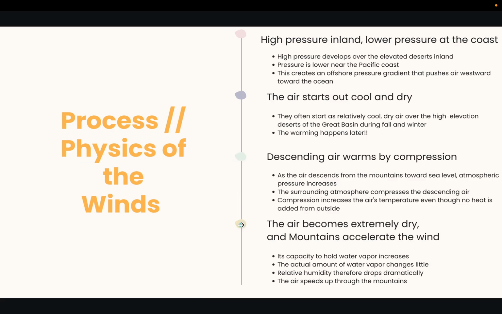Then this is when the air becomes extremely dry and the mountains accelerate the wind to become so fast and really pick up speed. So its capacity to hold water vapor increases, and the actual amount of water changes very little. The relative humidity therefore drops dramatically, and as it travels through the mountains, the air picks up a lot of speed and travels a lot faster and stronger.